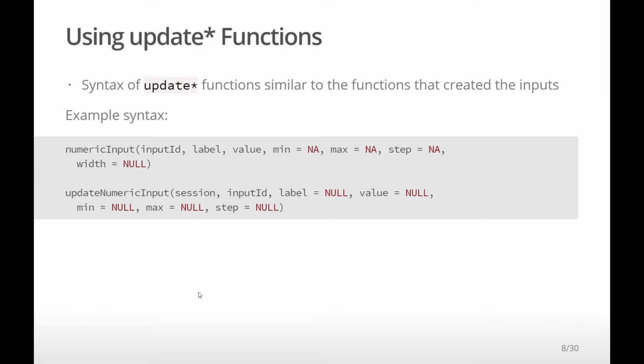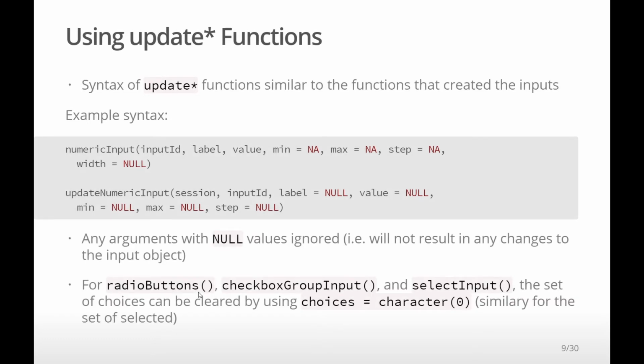So here's example syntax for updating a numeric input. And so you can see that it has pretty much all of the same arguments as the numericInput itself has, except that it has that first argument that is session that needs to be there. And then notice that it has NULL as default values for everything other than the inputId. And then the idea with the NULLs is that any argument with a NULL will be ignored and not be updated. However, anything that you specify for, say, label, value, min, max, or step, those will then be overwritten and sort of dynamically updated.